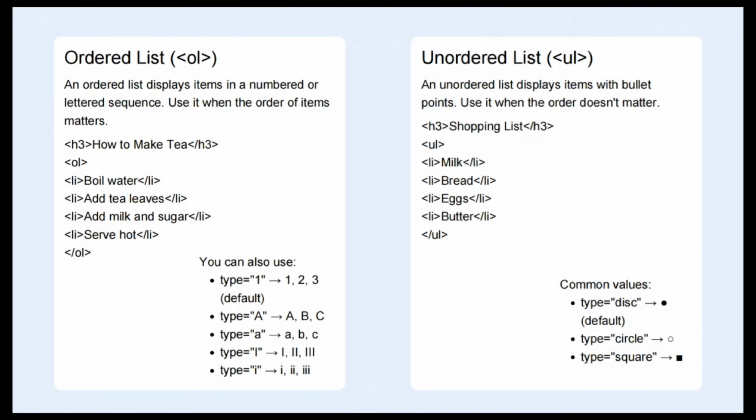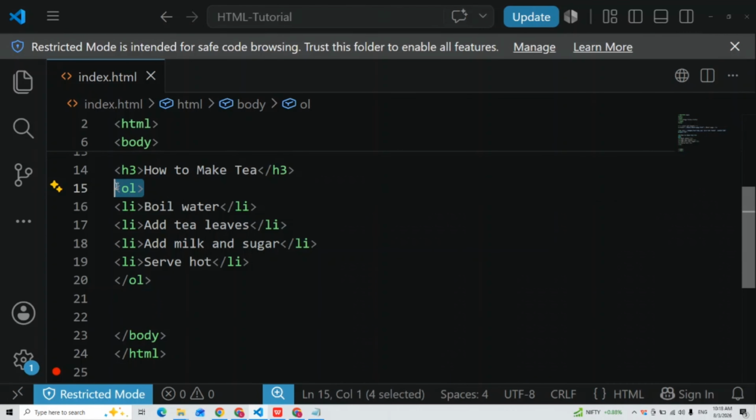HTML allows us to display the ordered list in different styles. For example, numbering, which is the default. Second, uppercase letters, lowercase letters, uppercase Roman numbers, lowercase Roman numbers. We can change the numbering style by using the type attribute of the ordered list. Now let's choose the type attribute and see how it changes the list style.